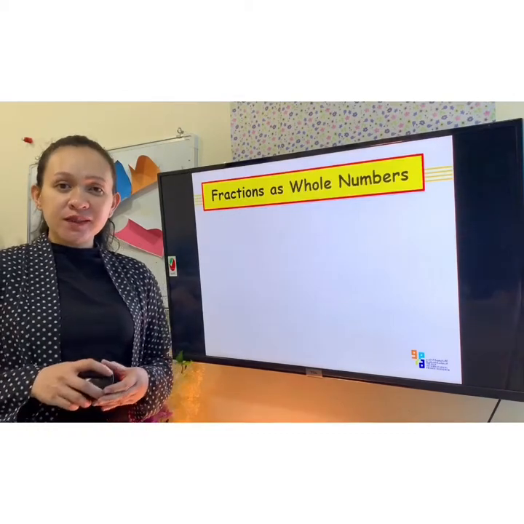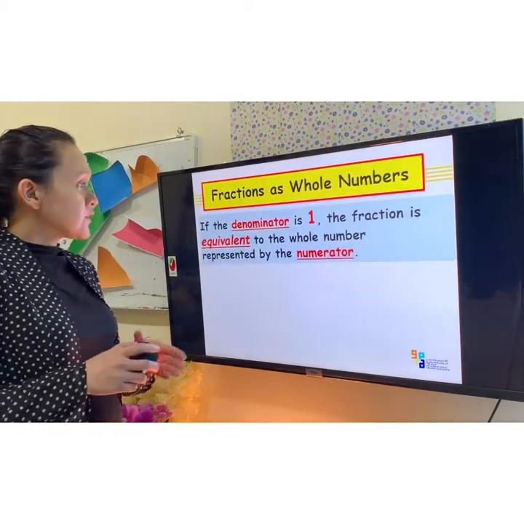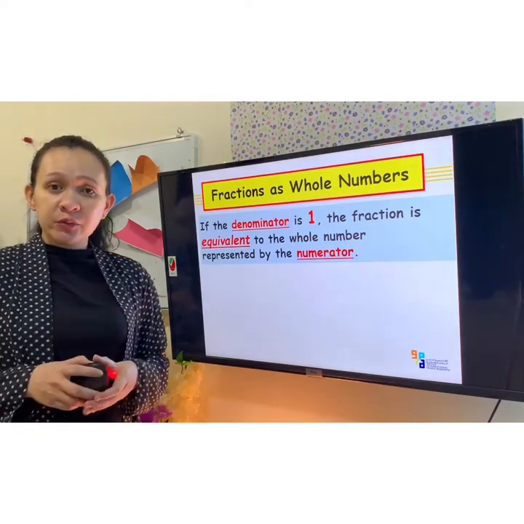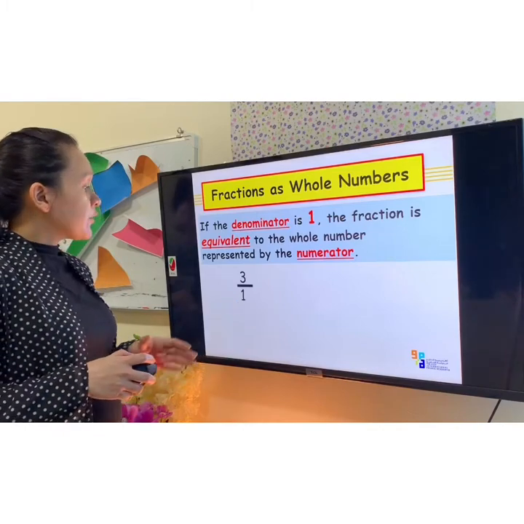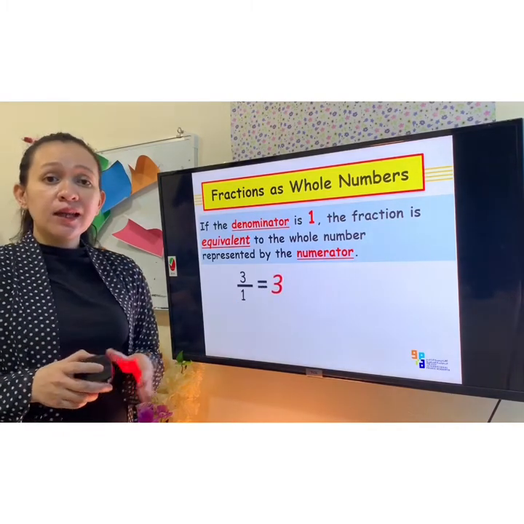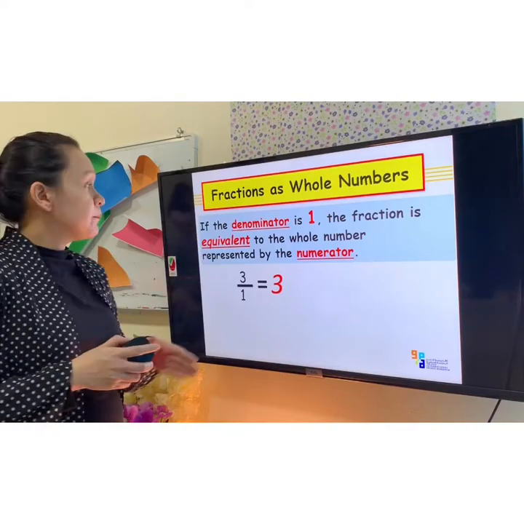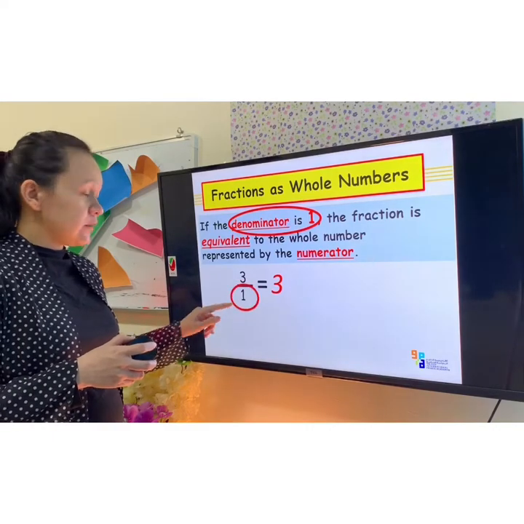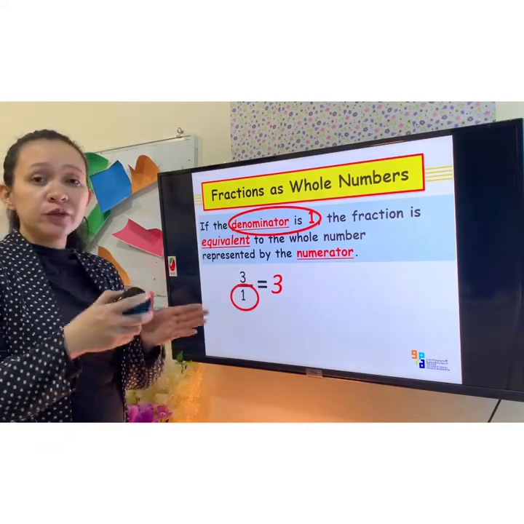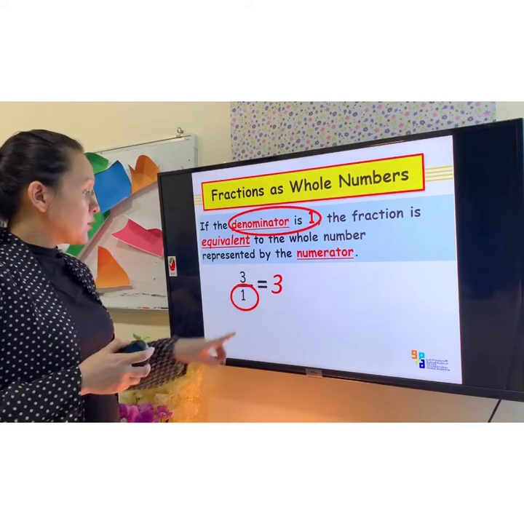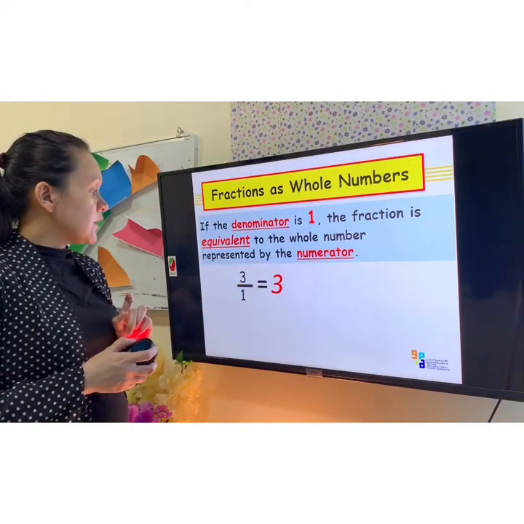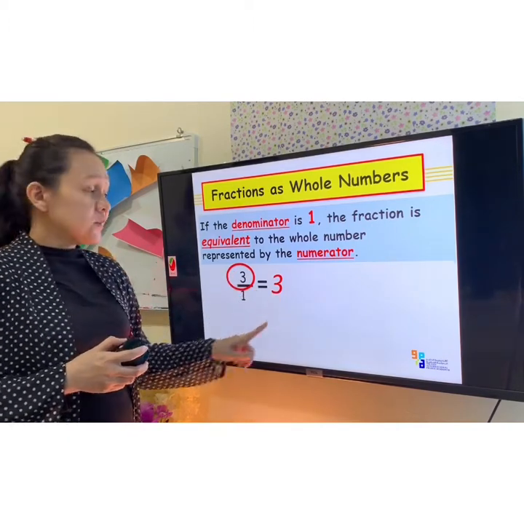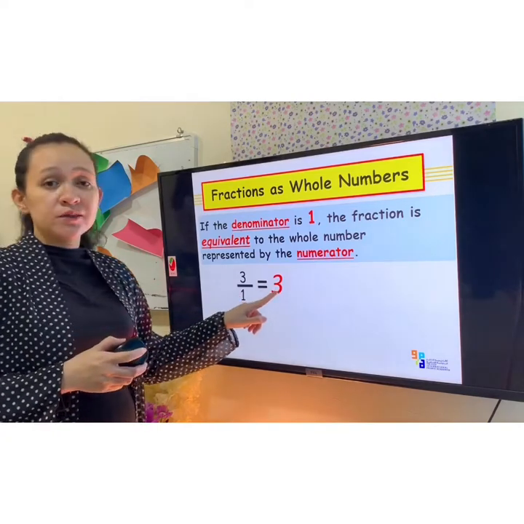Now let's move to the second rule. If the denominator is 1, the fraction is equivalent to the whole number represented by the numerator. I have here an example: 3/1 is equivalent to 3. Now let's go back to the rule. If the denominator is 1, so our denominator here is 1, right? So the fraction is equivalent to the numerator. What is our numerator here? This is 3. So it is equivalent now to 3. So that's why 3/1 is equivalent to 3.